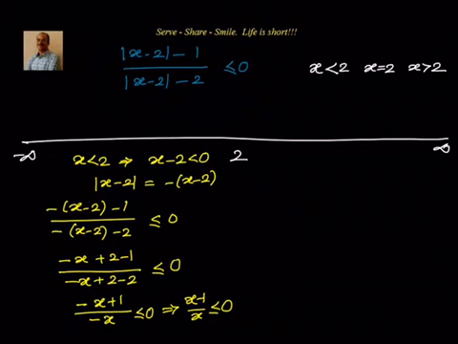Now let us check what happens when x is equal to 2. Equal to 2, this will be 0: 2 minus 2 is 0, 0 minus 1, 0 minus 2, so 1 by 2, 0.5. Is 0.5 less than or equal to 0? No. So x equal to 2 is not a solution at all. So now we have to go ahead and solve this by using the wavy curve method.